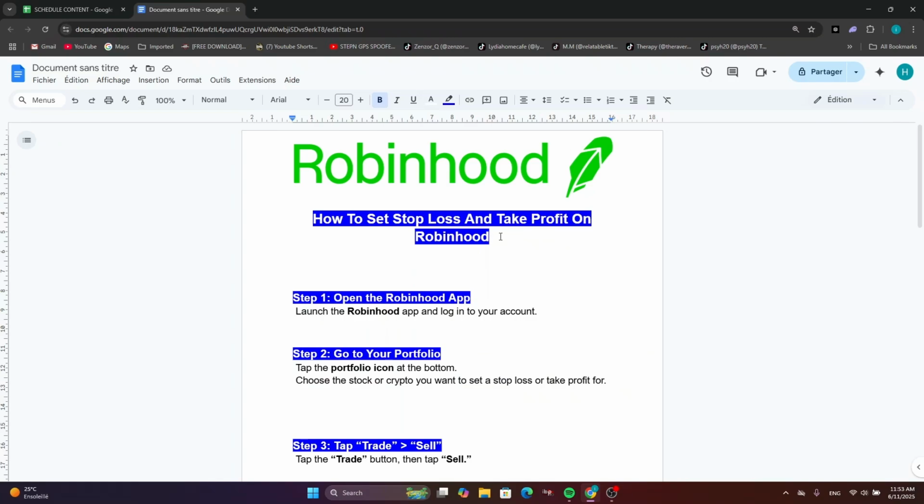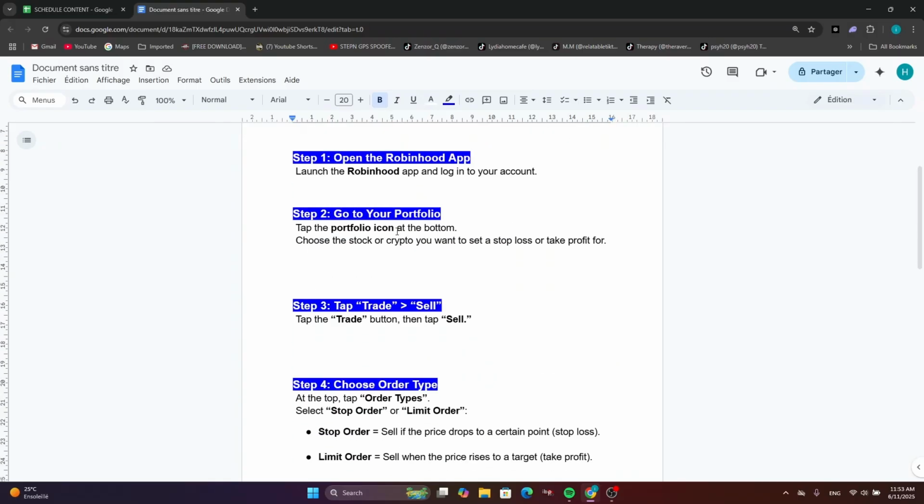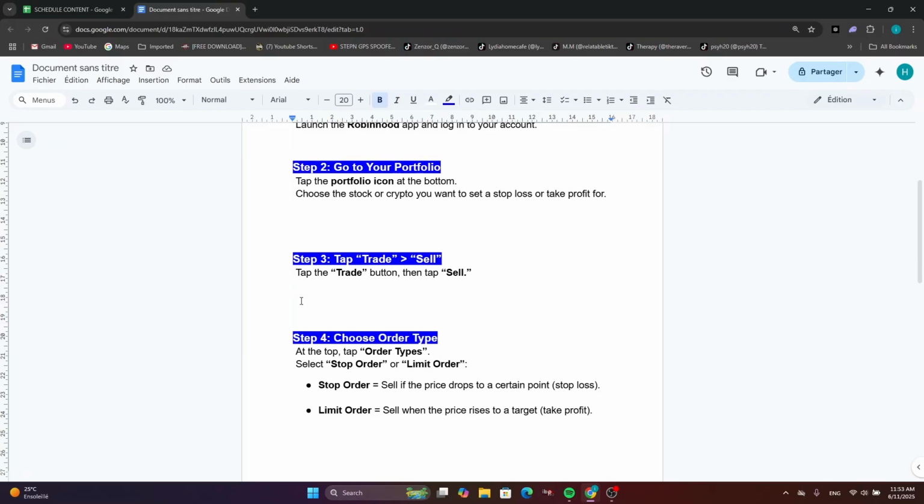How to set stop loss and take profit on Robinhood. Now, first of all, open the Robinhood app and log in to your account. After that, tap the portfolio icon at the bottom. Choose the stock or pick the one you want to set stop loss or take profit for. After that, tap on the trade button, then tap sell.